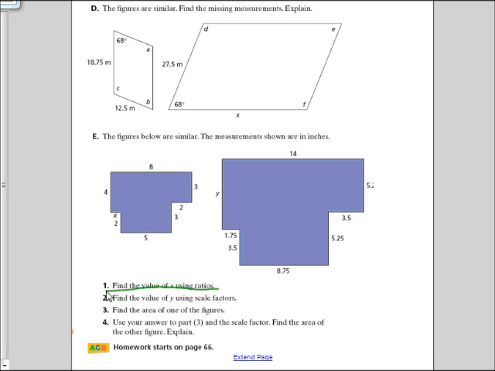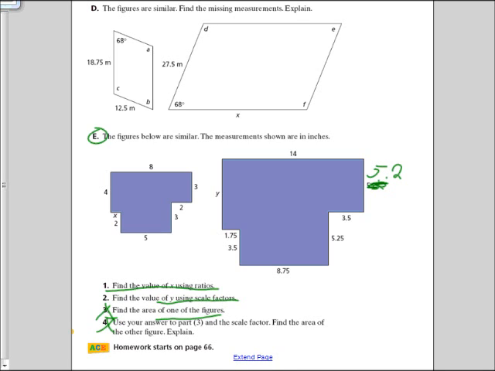Find the value of x using ratios. Find the value of y using scale factors. That's going to give you 2 different ways to do that. 3, find the area of one of the figures. A little bit more difficult. This is for E. You're going to find the area of one of the figures. We'll do E in class, actually, and use your answer to part 3, so we'll do 4 in class as well. But again, I want you to do 1 and 2. Find the value of x using ratios, and find the value of y using scale factors. This is 5.2 over here.